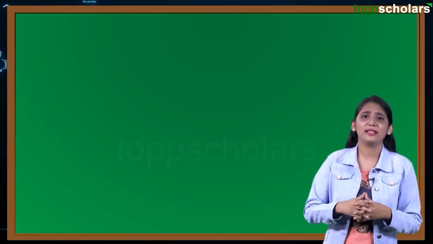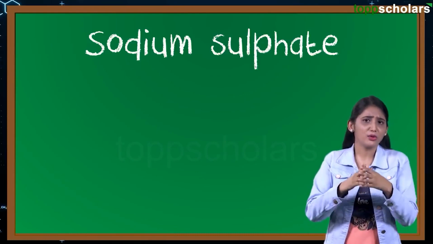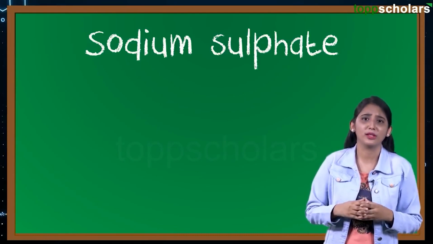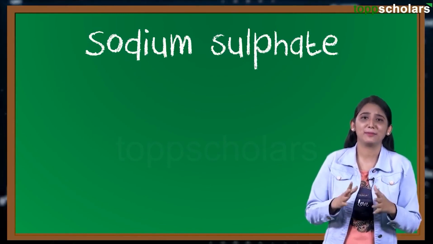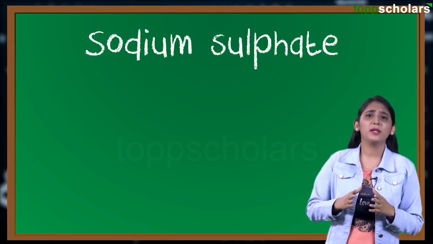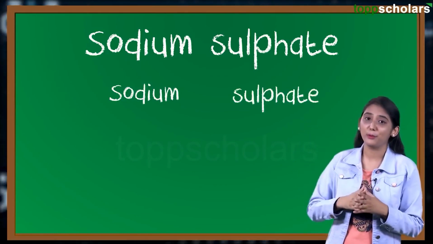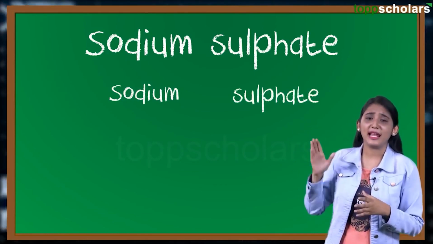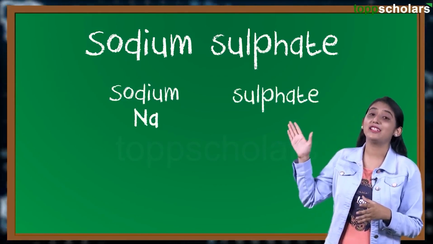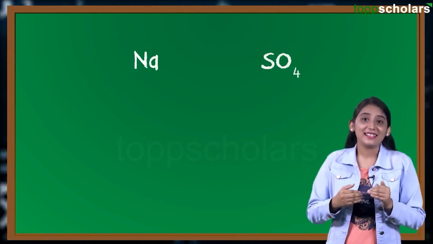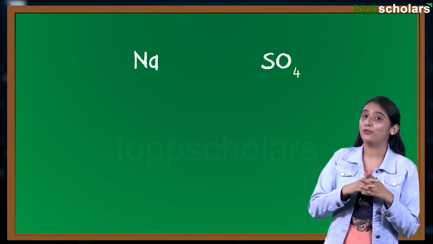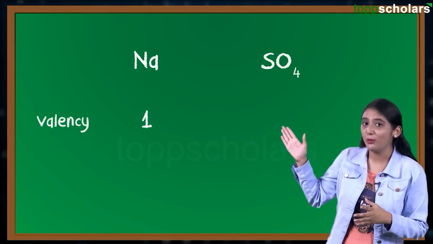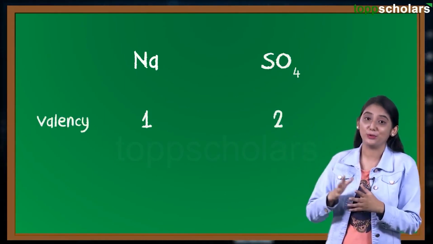Now let's take another example, that is sodium sulfate. How do we write the chemical formula for sodium sulfate? Don't worry, it's quite simple. Just follow the simple, easy steps again. Sodium sulfate is made up of sodium and sulfate. So the symbol of sodium is Na, whereas that of sulfate is SO4. The next step is to write down the valency of the radicals. So the valency of sodium is 1, whereas that of sulfate is 2.